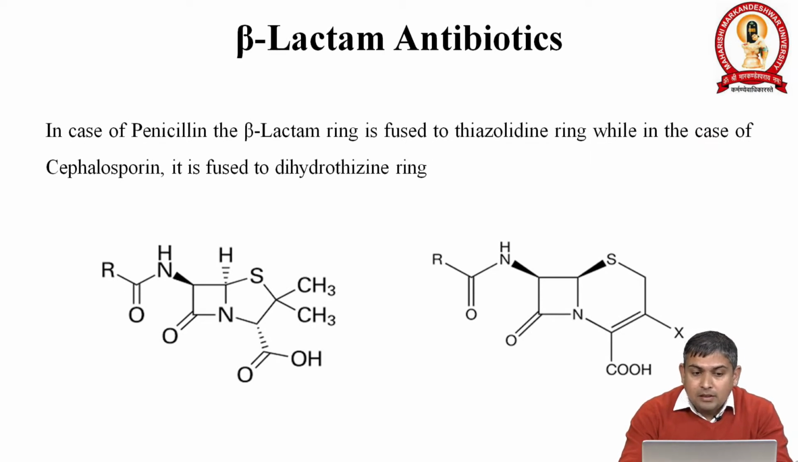In the case of penicillin, the beta-lactam ring is fused to a thiazolidine ring. This 5-membered heterocyclic ring, characterized by the presence of a nitrogen and sulfur atom, is called the thiazolidine ring. That is the structural feature of the penicillin antibiotic. Secondly, in the case of cephalosporin, the beta-lactam ring is fused to a 6-membered heterocyclic ring called the dihydrothiazine ring. The dihydrothiazine ring is characterized by the presence of a double bond.